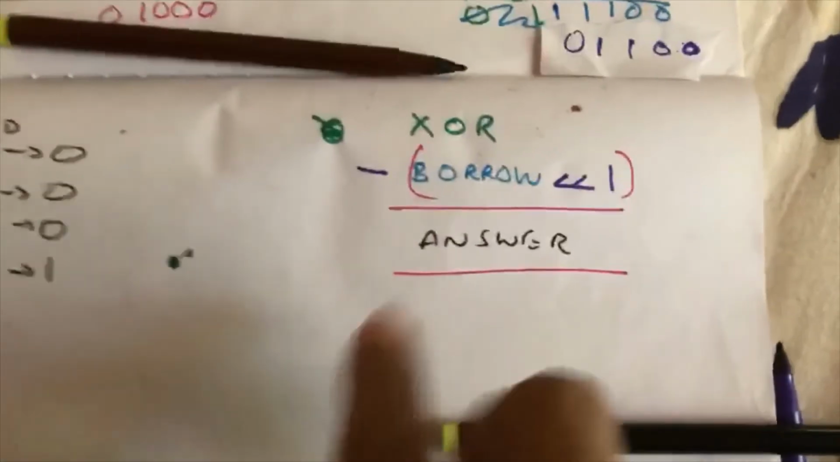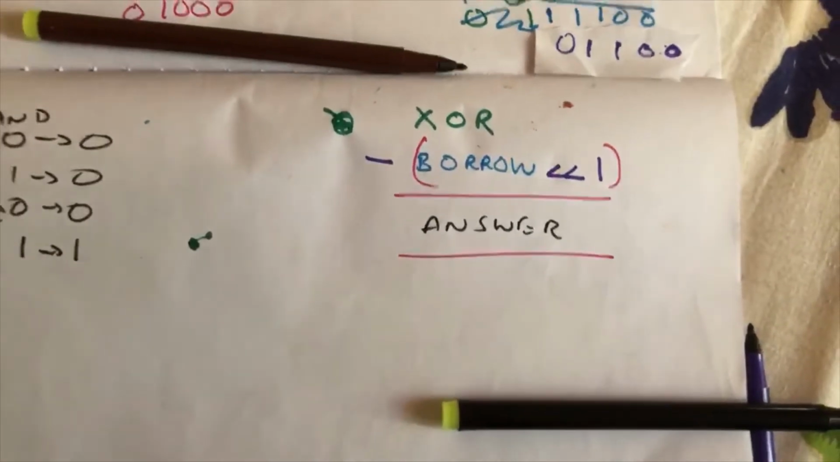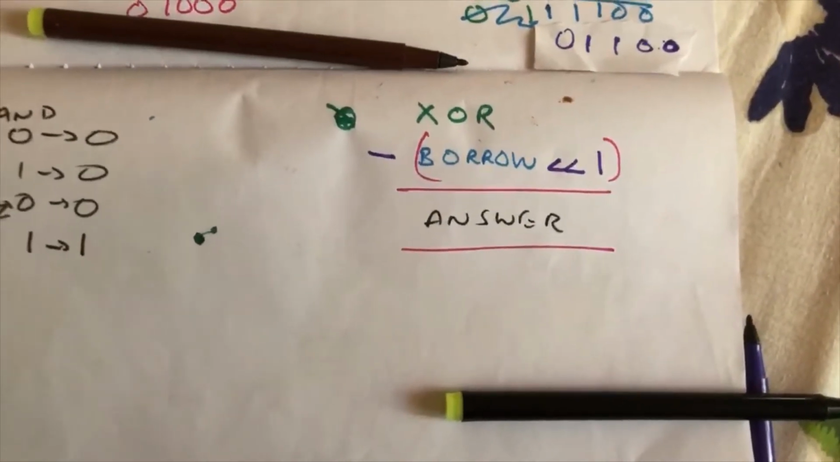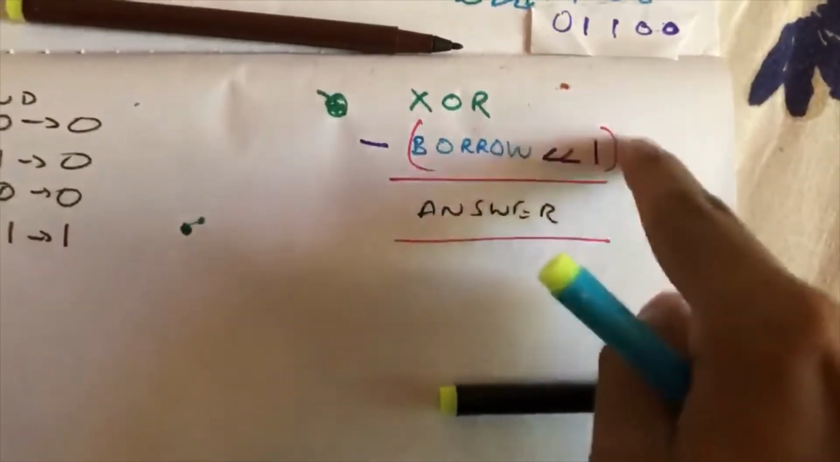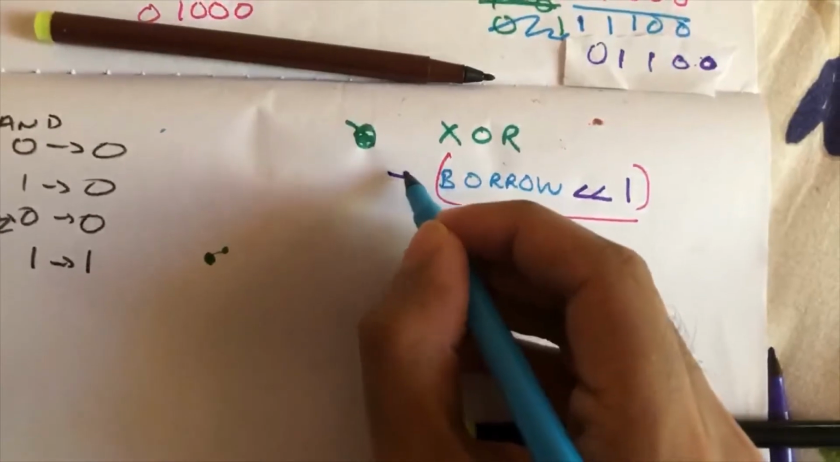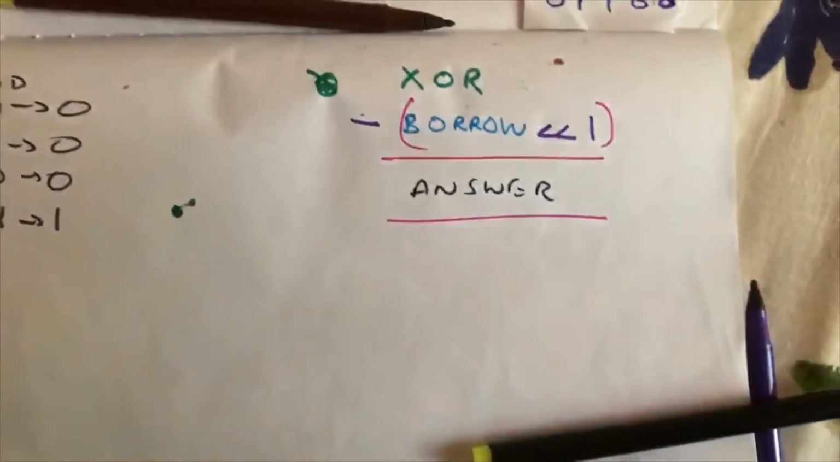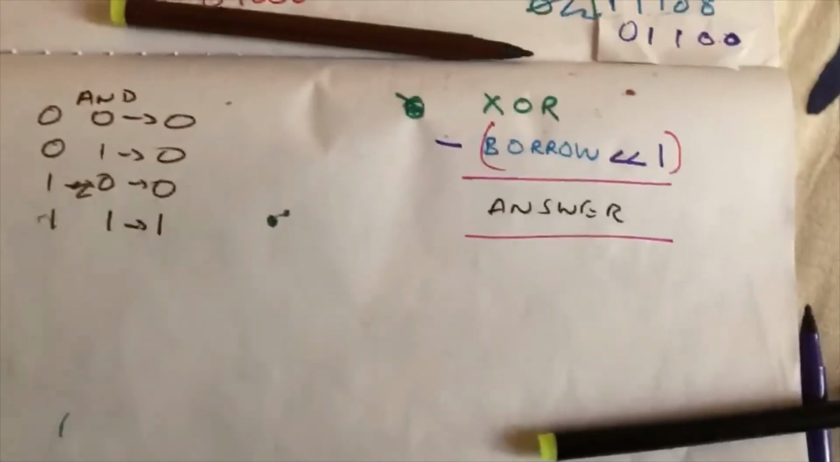So this is a repetitive operation. We need to keep on finding the borrow, left shifting it by 1, and then doing the XOR. Left shift the borrow, do the XOR, left shift the borrow, do the XOR, and this needs to happen.